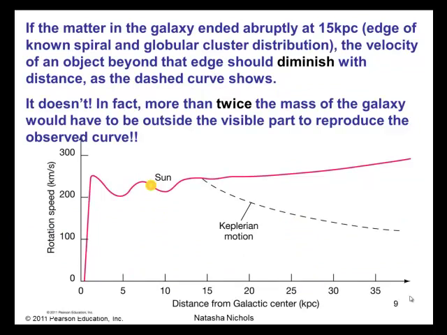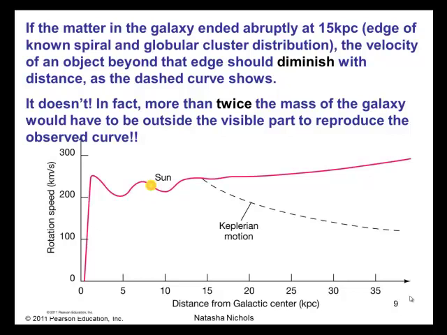If the matter in the galaxy ended abruptly at 15 kiloparsecs, which is the edge of known spiral and globular cluster distribution, the velocity of an object beyond that edge should diminish with distance, as the dashed curve shows below. But it does not. In fact, more than twice the mass of the galaxy would have to be outside the visible part to reproduce the observed curve.